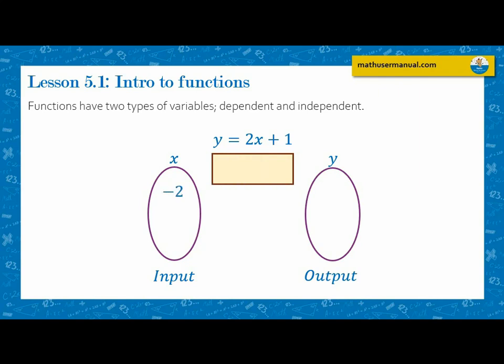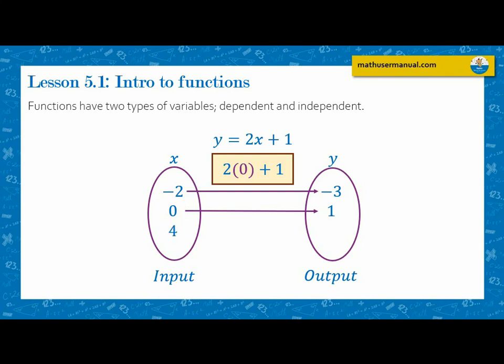Let's first put an input of -2. This means we're going to replace the x for a -2 into our function. So in our calculations rectangle, 2 times -2 plus 1. 2 times -2 is -4, and -4 plus 1 is -3. So as we put an input of -2, we get an output of -3. Now let's try an input of 0. One more time, we just replace the x for a 0. And now we have 2 times 0 plus 1. 2 times 0 is 0, plus 1 is 1. So an input of 0 gives us an output of 1.